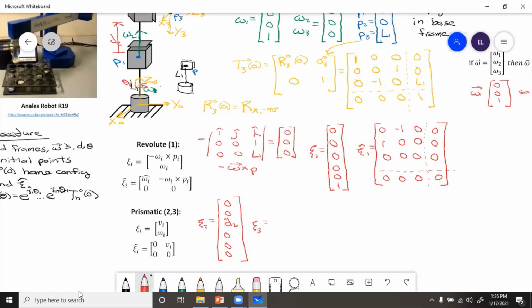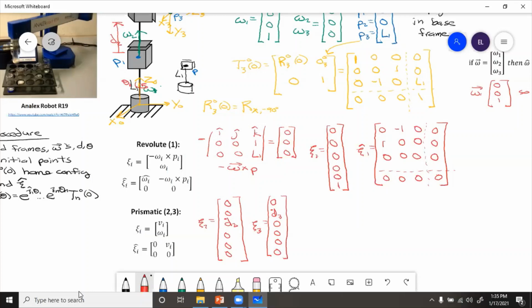So then squiggle 3 is going to look very similar, but instead this velocity points to the right, which is in the y direction. So here we'll have 0, D3 dot, 0, 0, 0, 0.